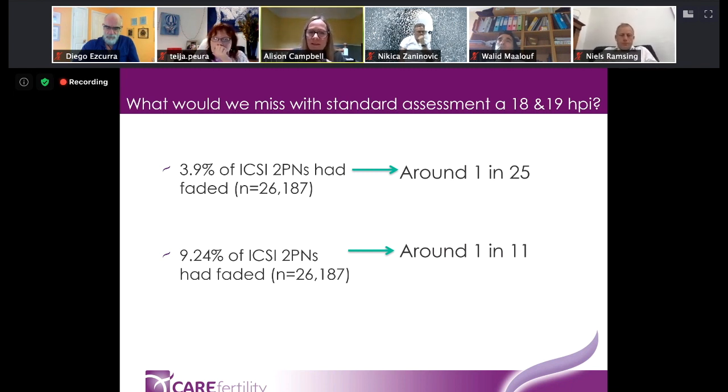So 3.9% of ICSI 2PNs had faded at 18 hours. So we've got little chance of seeing them. They've gone, that's 1 in 25. If we were a little bit late with our fertilization check, which I don't think is uncommon, and, you know, hands up, it's happened, of course, at Care Fertility too, 9.24% of ICSI 2PNs had faded, so 1 in 11.